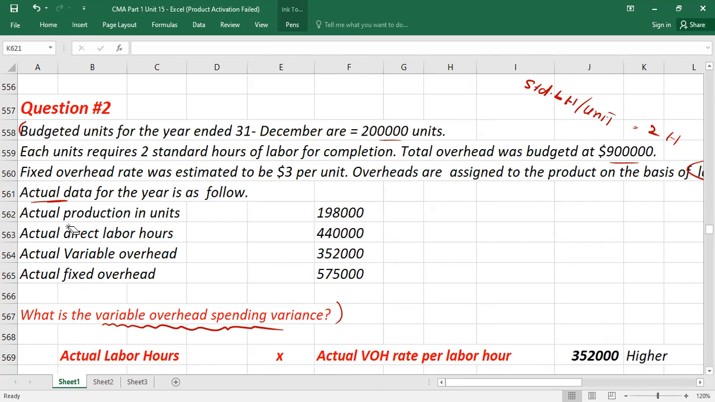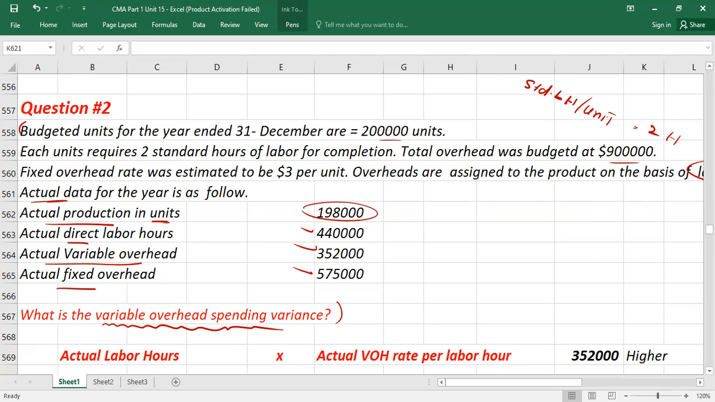Then this is the actual data for the year. What is the actual data? Actual production is 198,000 units. Then actual direct labor hours, 40,000 hours. Then actual variable overhead is $352,000. Then actual fixed overhead is 575,000. Let's do it now. So what is the variance you have to calculate? Don't worry, it's easy.